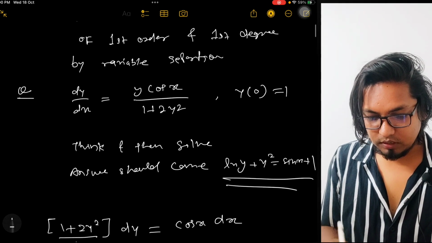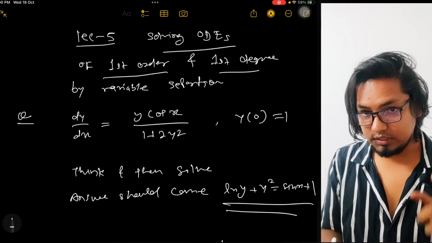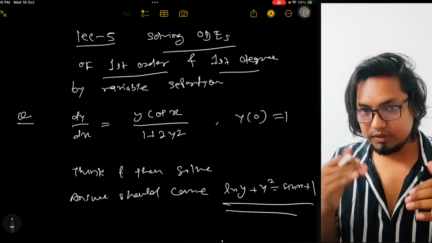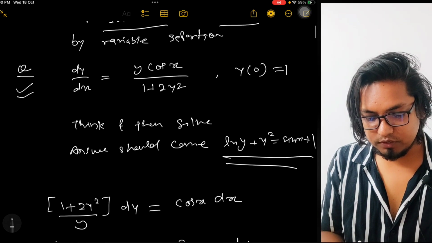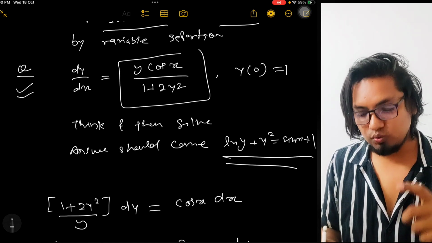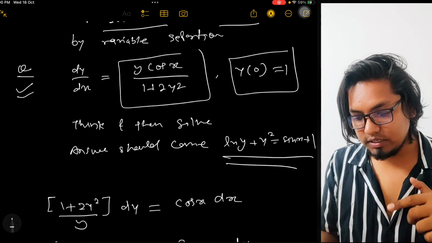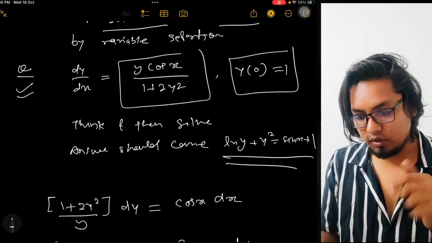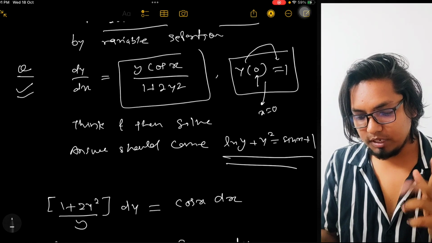So still we are solving ODEs, first order and first degree, and we are solving with the method of variable separable. So I have taken a very beautiful question: dy by dx equals y cos x over (1 plus 2y square). And this time, a condition is given that at y(0), the value is 1. What is the meaning of this? This is the value of x. It means at x equal to 0, y becomes 1.